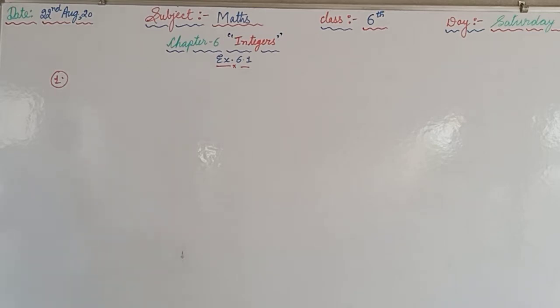B, 30 kilometers north. So the side opposite to the north, that will be south. So the opposite of that will be 30 kilometers south. Next one is 80 meters west. So the opposite side of west is east. So we can say 80 meters east.